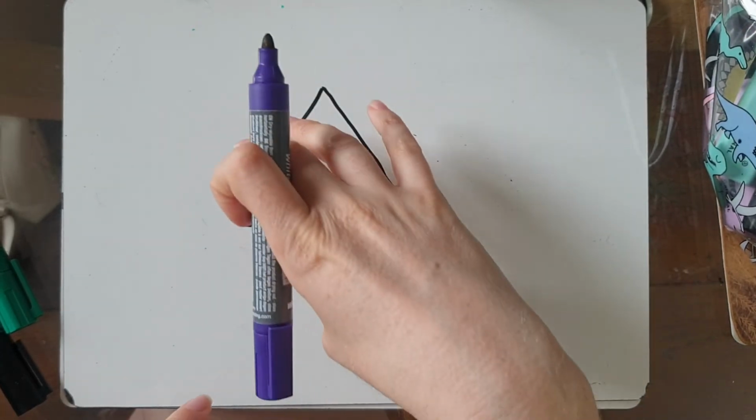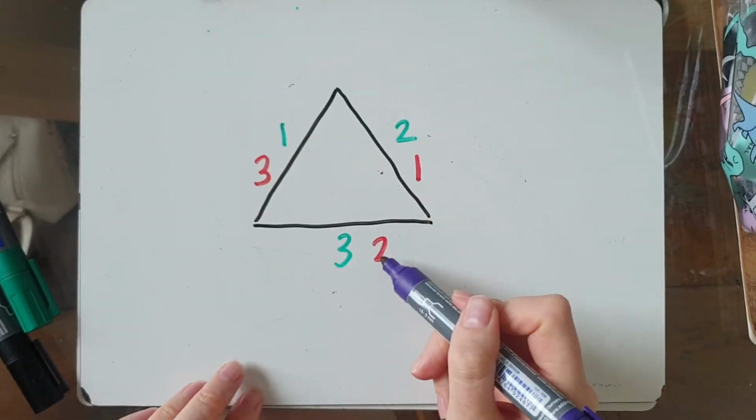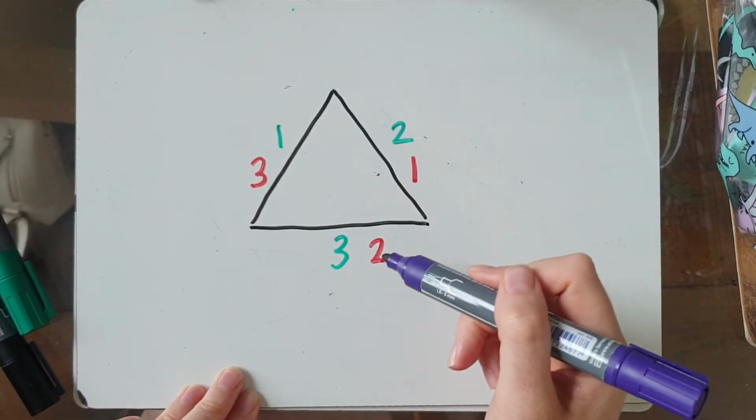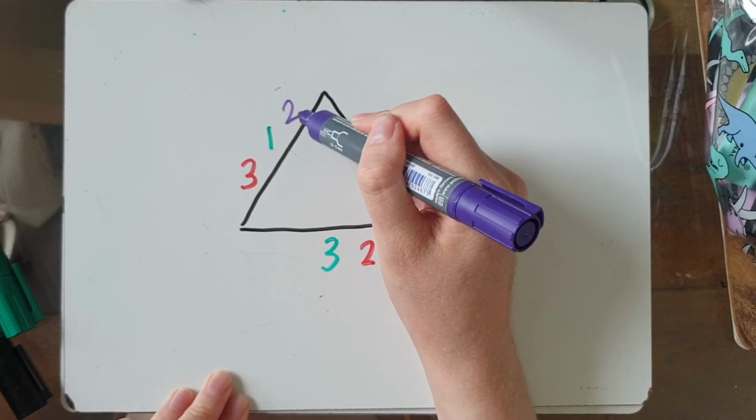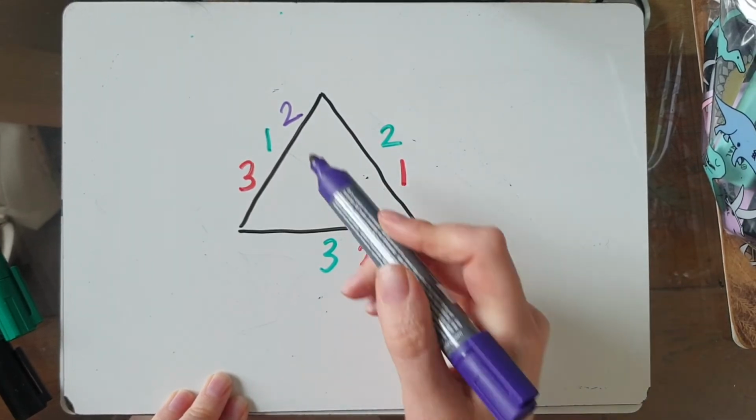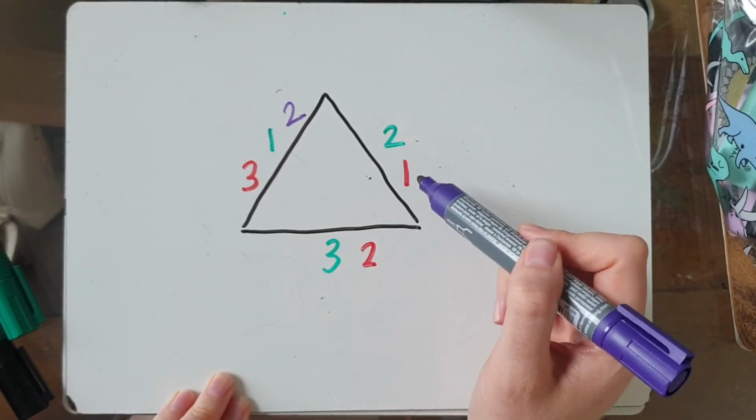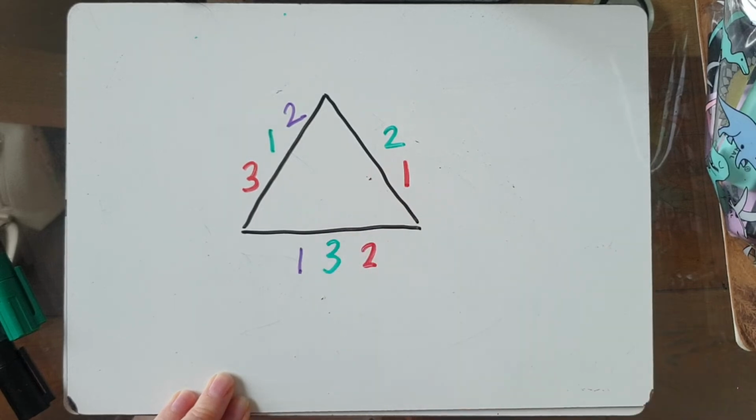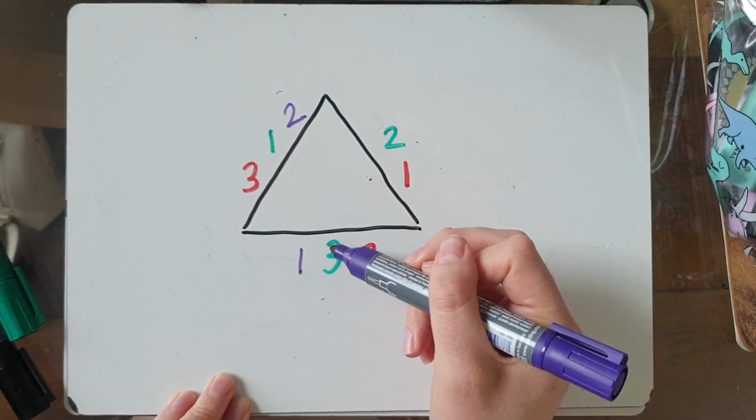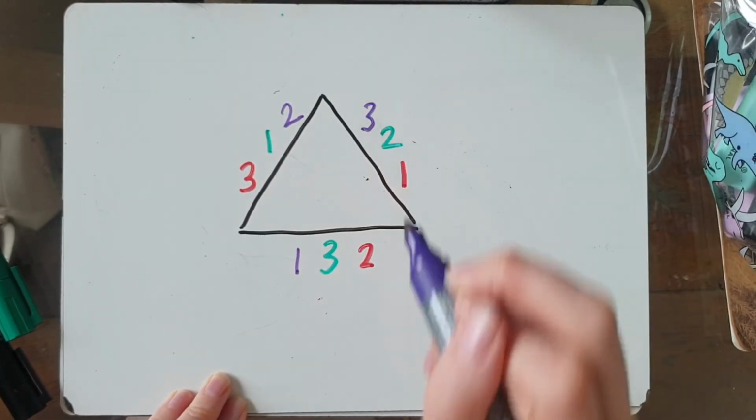I could then pick that up and switch it round again so that side 2 has moved from here to here to here. Side 1 has moved from here to here to here. And side 3 has moved from here to here to here.